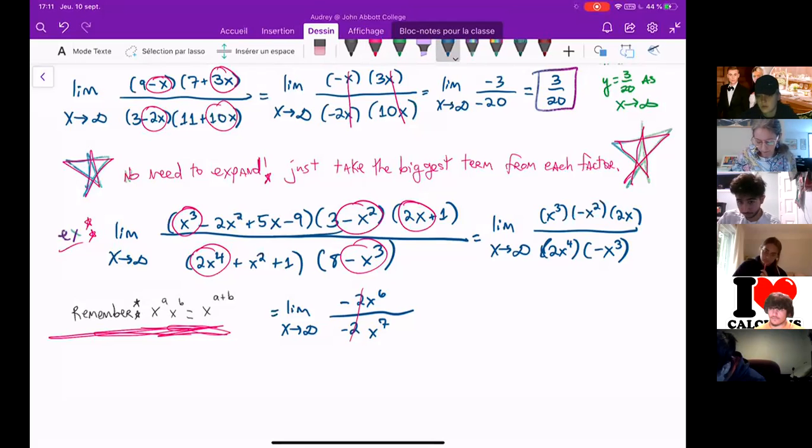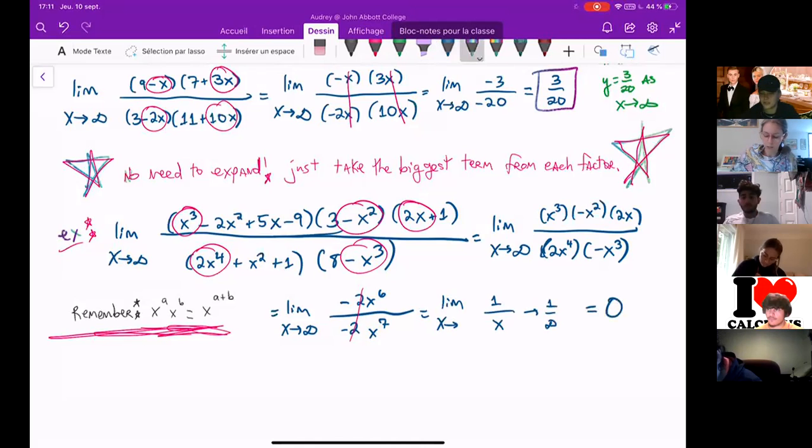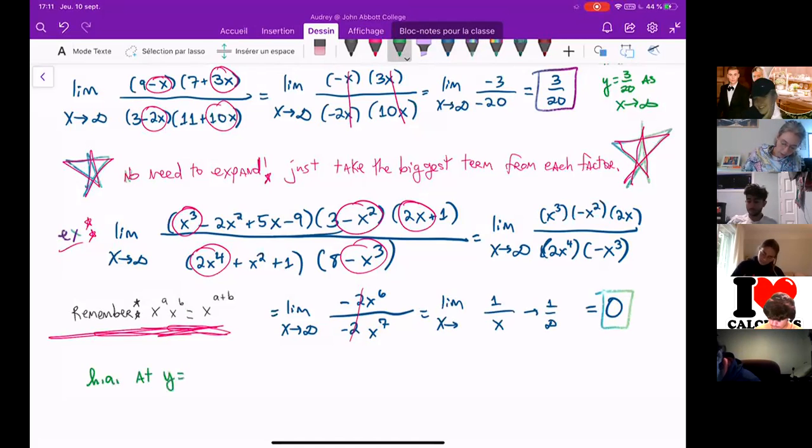I'm still going to go one step further. The limit as x approaches infinity of 1 over x gives me 1 over infinity. And so now I can see that the answer is clearly 0. And this means that I have a horizontal asymptote at y equals 0 as x goes to infinity. Are there any questions about this?